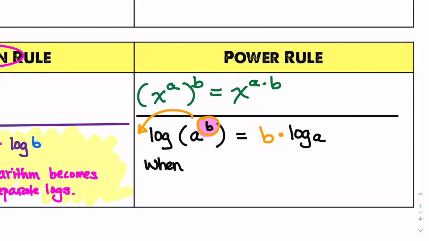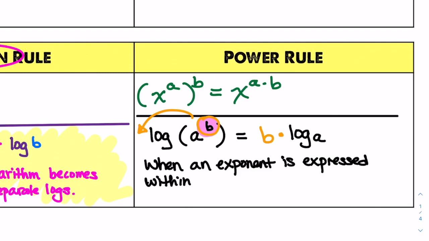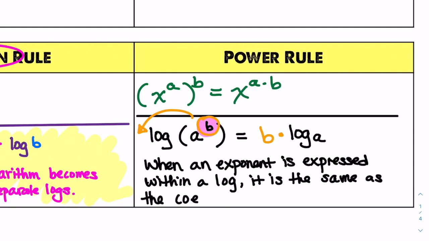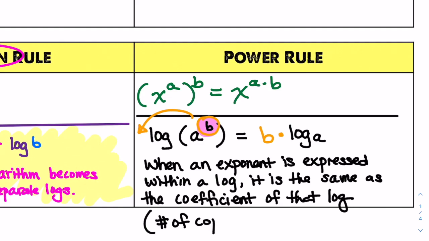So when an exponent is expressed within a log, it is the same as the coefficient, right? Coefficient is the number in front of that log. Or you can think of it as the number of copies of that log.